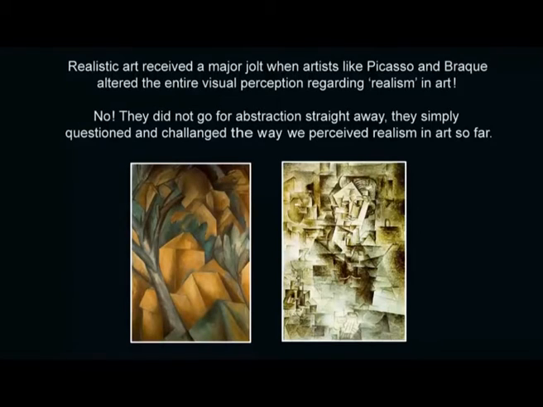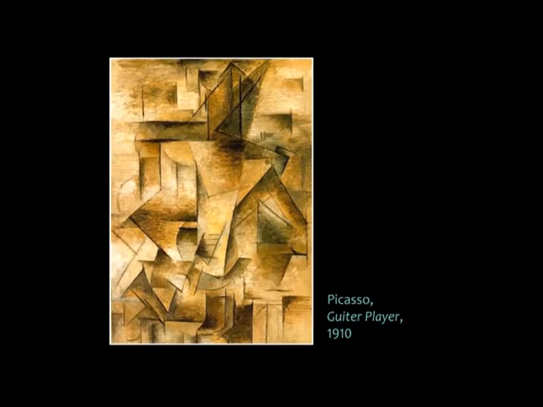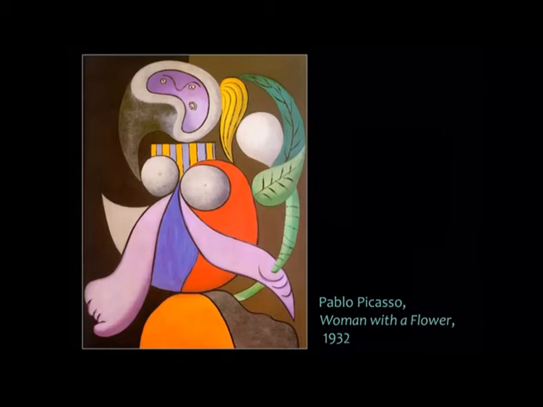So realistic art around very early 20th century received a major jolt when artists like Picasso and Braque altered the entire visual perception regarding realism in art. No, they did not go for abstraction straight away. They simply questioned and challenged what we perceived in realism in art so far. So Picasso paints something like this, which cannot be called realistic art, or something like this, which also cannot be called realistic art. But there is an element of representation with reference to reality.